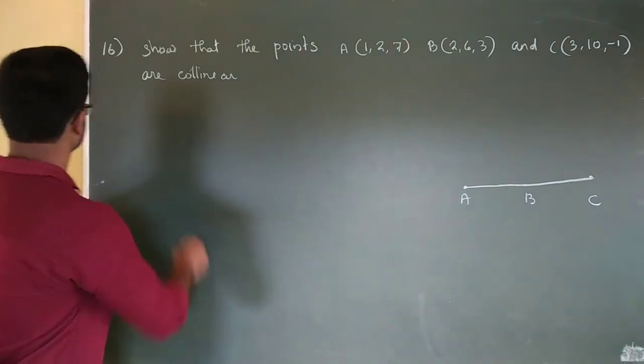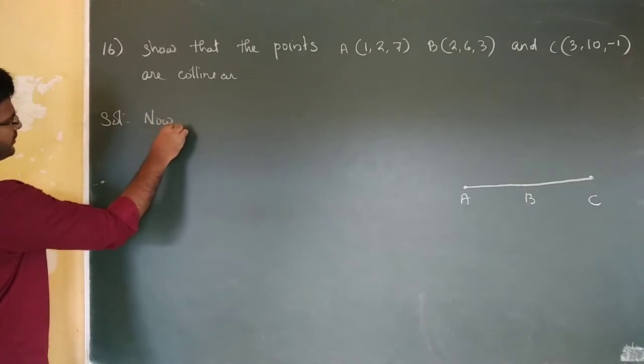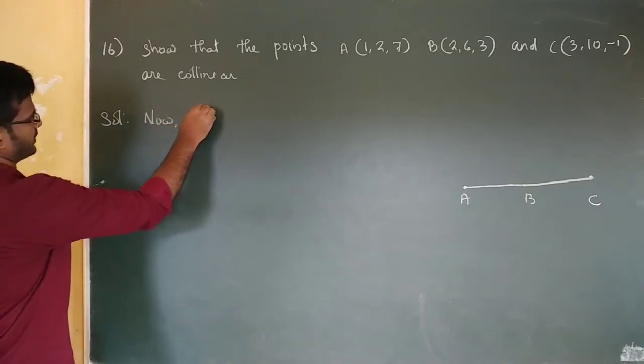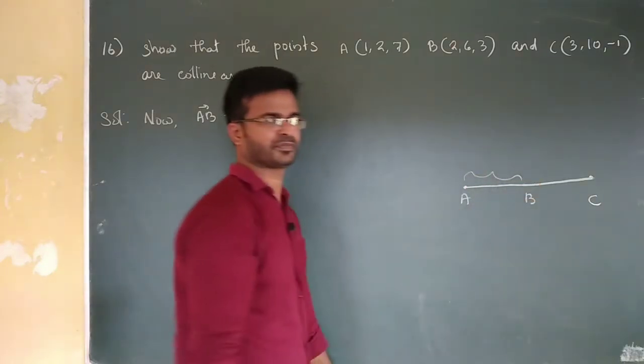Now, first we can find AB vector. That means this first portion, AB vector.